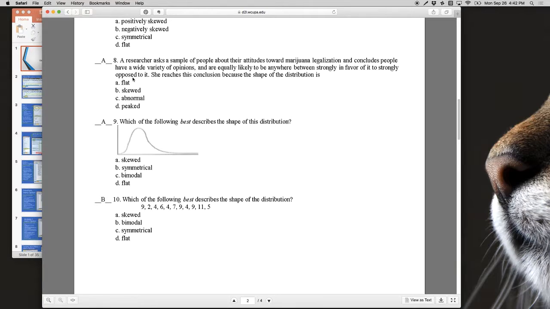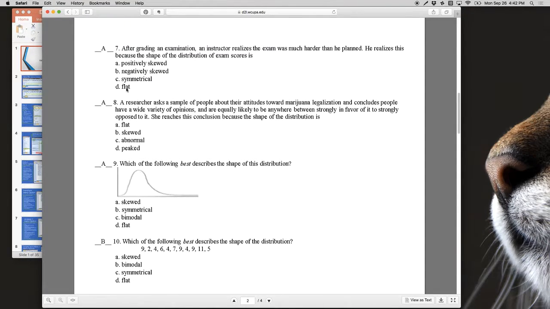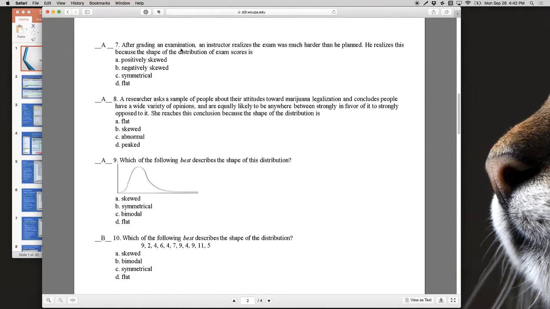Other questions on the homework? Any parts of it? Could you go over number 7? Yes. So after grading, the instructor realizes the exam was harder than they planned. So the shape of the distribution.